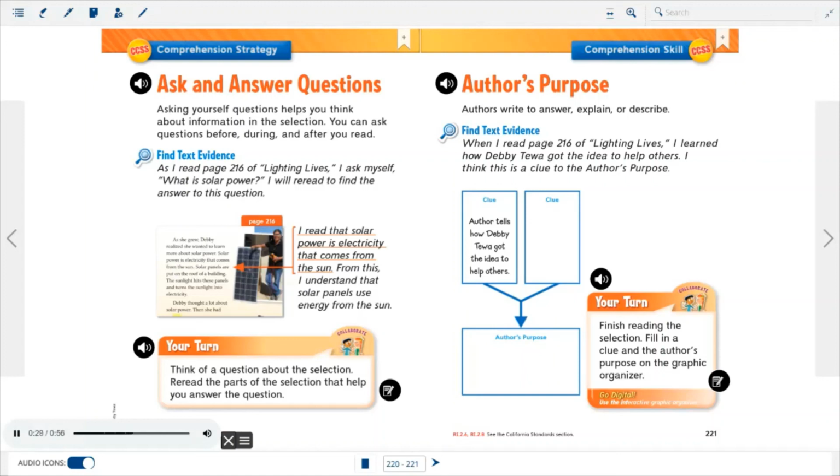As she grew, Debbie realized she wanted to learn more about solar power. Solar power is electricity that comes from the sun. Solar panels are put on the roof of a building. The sunlight hits these panels and turns the sunlight into electricity. I read that solar power is electricity that comes from the sun. From this, I understand that solar panels use energy from the sun.